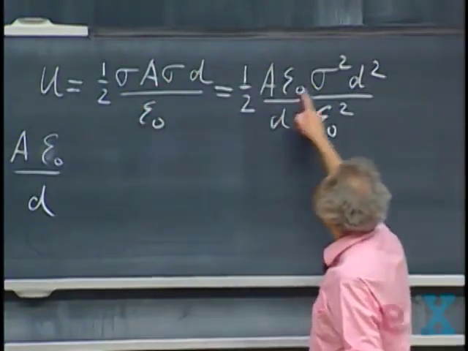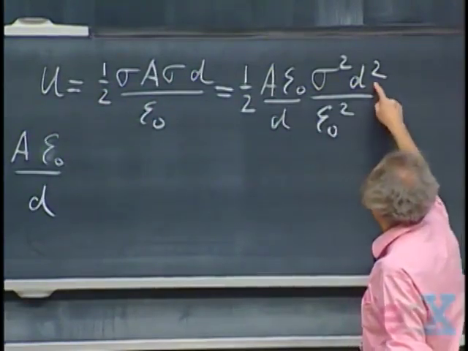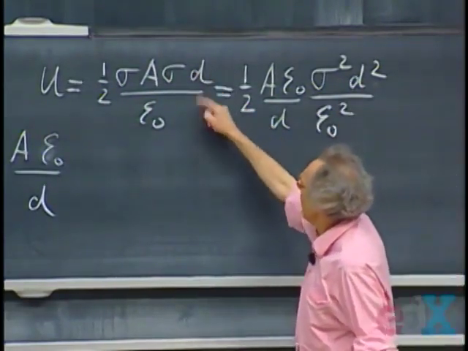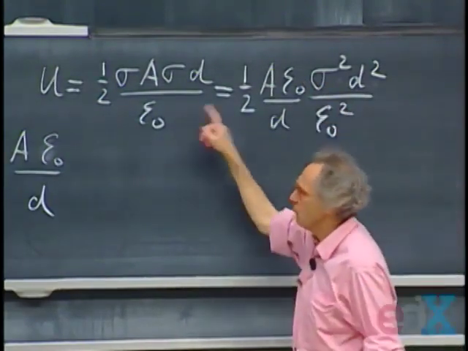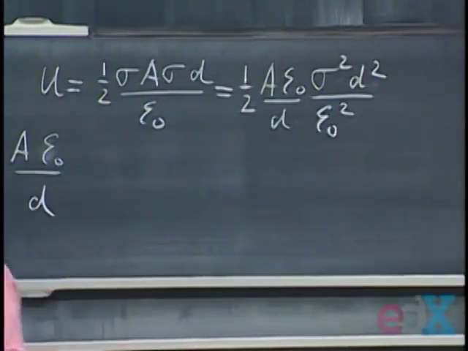I have sigma sigma here, sigma squared. I have d squared divided by d, so I have only 1 d. I have an epsilon 0 squared here and here an epsilon 0, so I only have 1 over epsilon 0, so they are indeed the same.